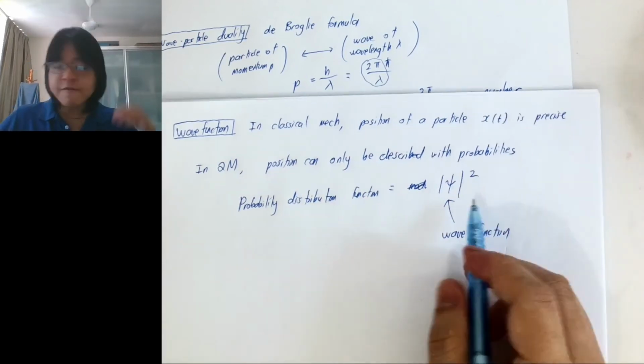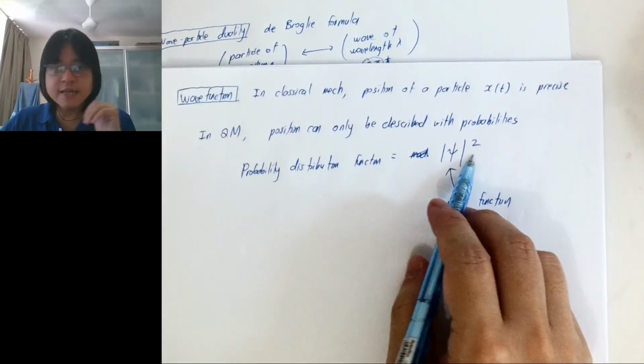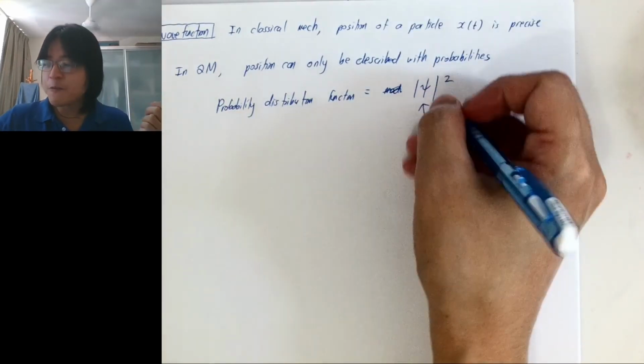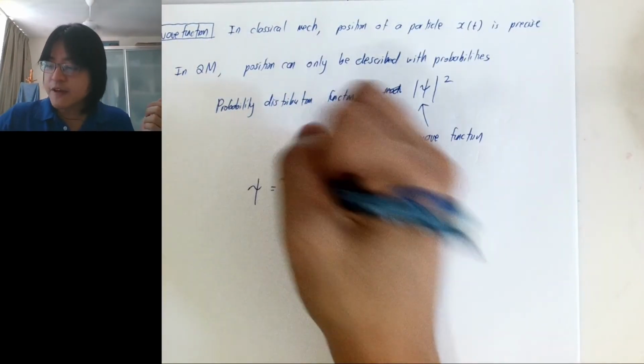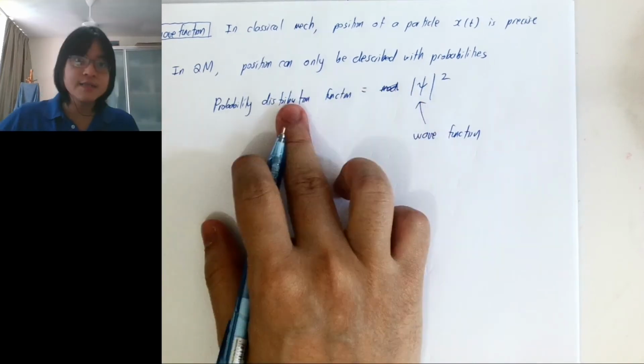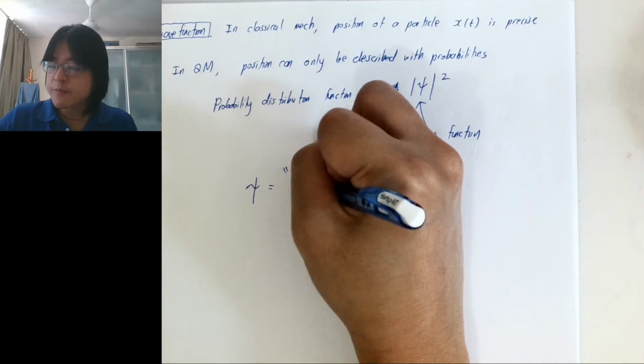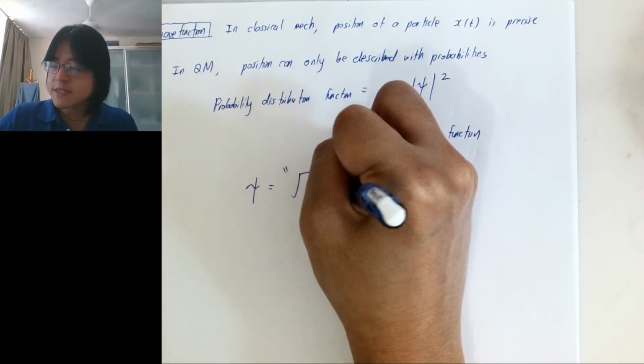Okay, so the wave function itself doesn't have a meaning. In fact, I remember someone asking me before, what does the wave function mean? Okay, the wave function doesn't mean anything, only the square is the probability. So you can say that the wave function is the square root of the probability. That's the best we can do, right?